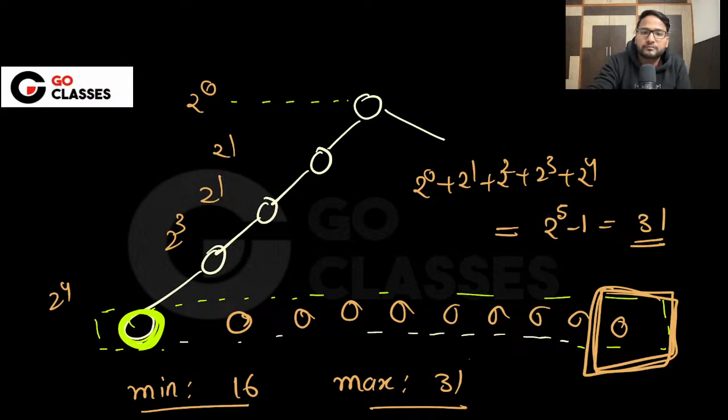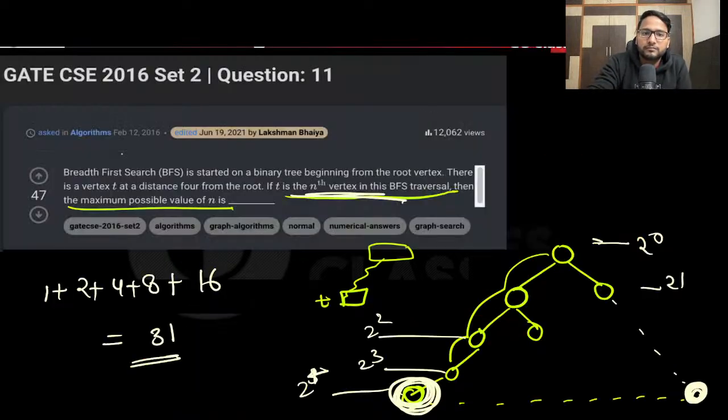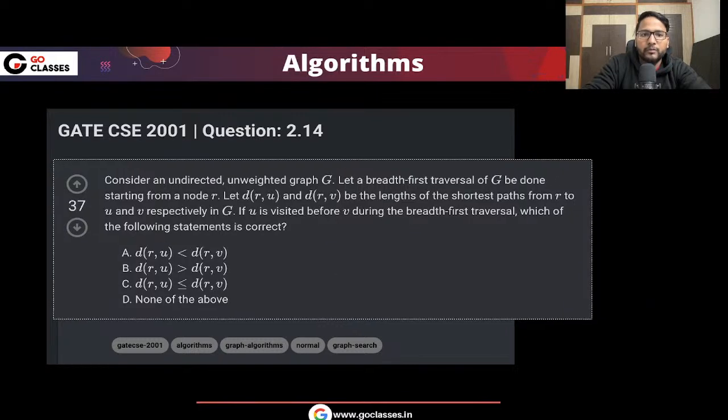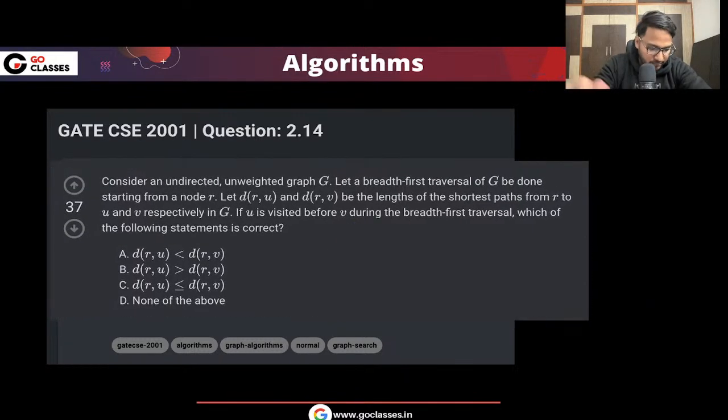Understood? Now let's solve more questions. So this is a GATE 2001 question. Let me put the screenshot here again, because this is not much visible. Just a second. So can you tell me what is the answer in this particular question?